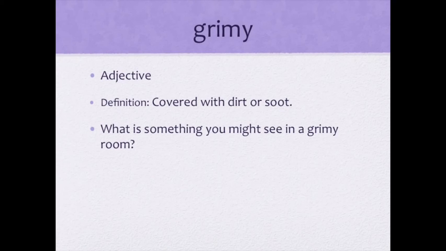You might say something like this to use the word grimy in a sentence. The mechanic's workshop was grimy because of all the cars he had worked on in there. What is something you might see in a grimy room? Write your response on your vocab sheet.